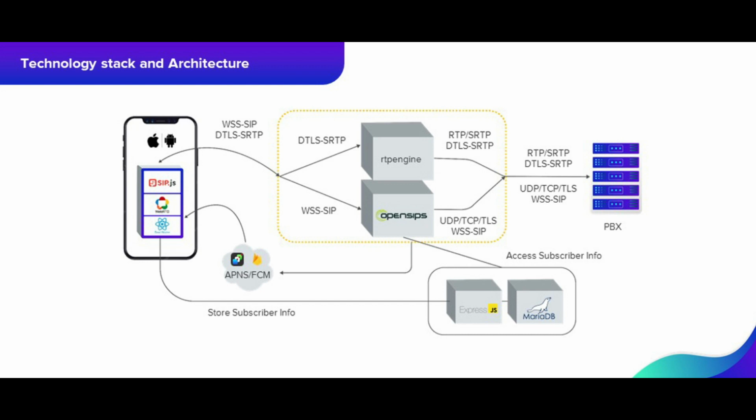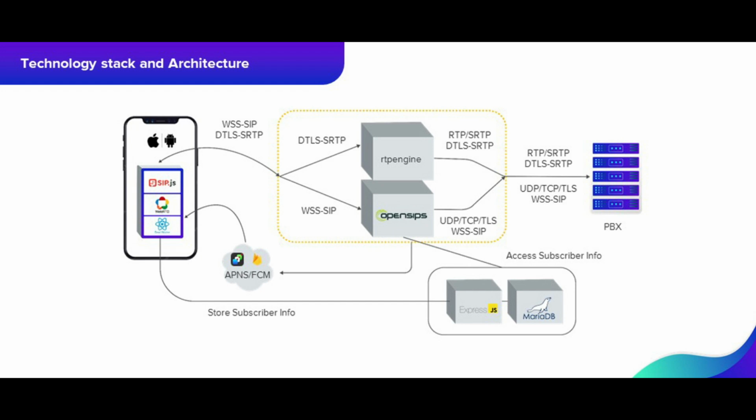Alright, so let's look at the big picture. On your left hand side you can see SIP.js and WebRTC. SIP.js will be used for setting up and tearing down the sessions through SIP. WebRTC will work as a media engine. In the middle you can see there is OpenSIPS and RTP Engine. They will do the translation, if required, from the WebRTC mandated protocols to non-WebRTC mandated protocols. For example, DTLS SRTP to RTP, WSS to UDP or TCP.